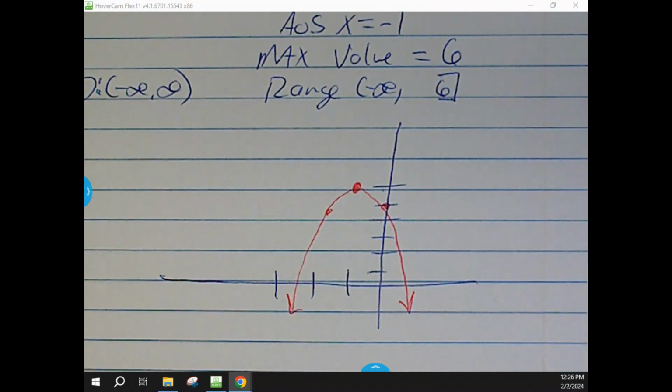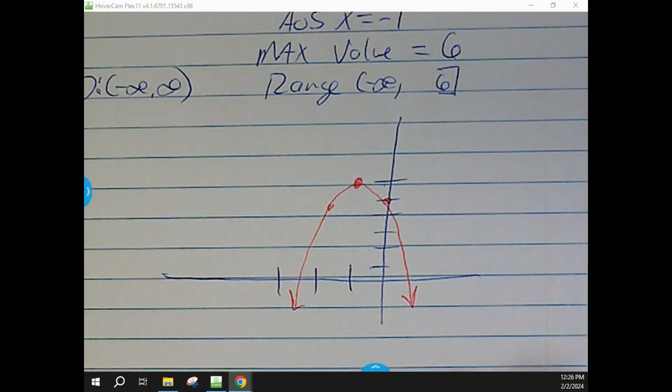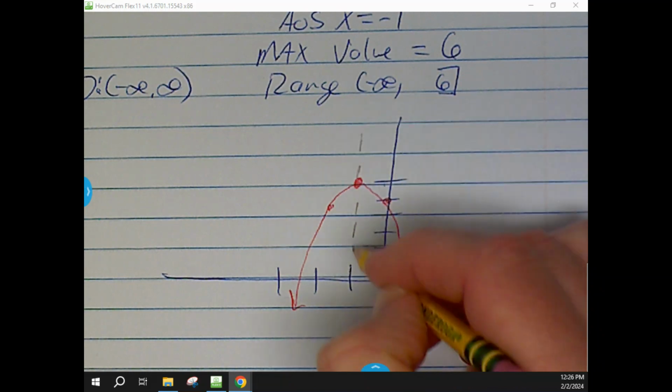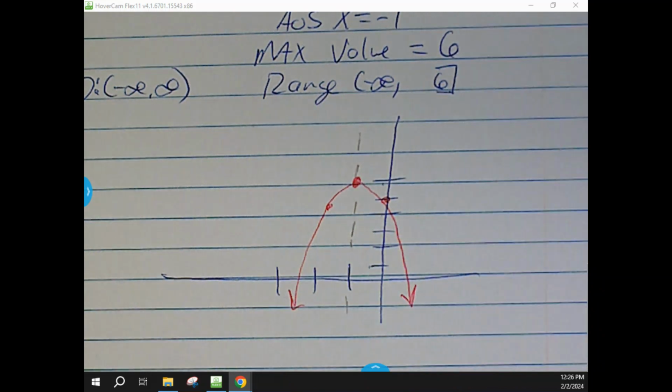Okay. Again, test-wise, I'm not going to make you draw the axis of symmetry. Math Excel might make you draw the axis of symmetry. If you do, you just make it a dashed line right through the middle.